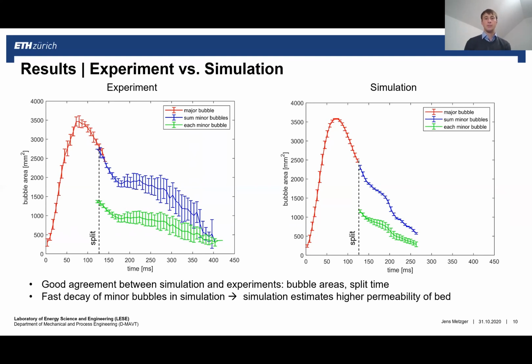The same features can be reproduced by simulations on the right. So we can actually reproduce the same quantitative and qualitative characteristics, with the apex for the major bubble at about 3,500 square millimeters, the split of the bubble into two minor bubbles at about 120 milliseconds, and then afterwards the decay of area of the minor bubbles. So there's a very good agreement between simulations and experiments.